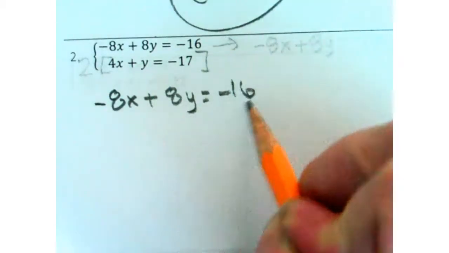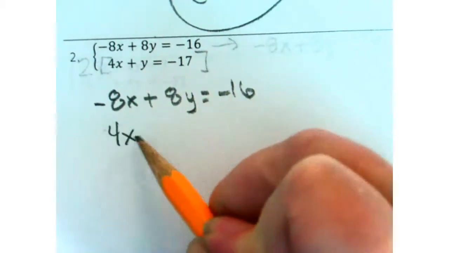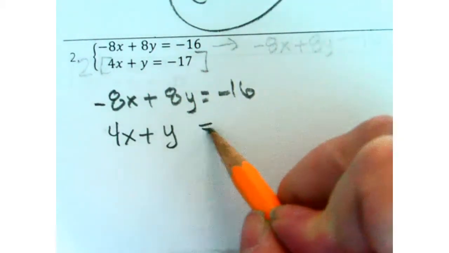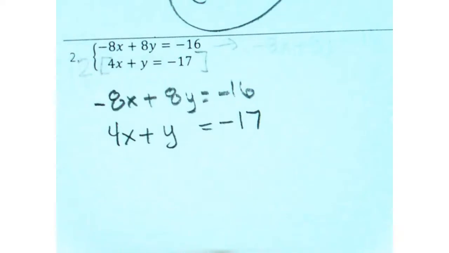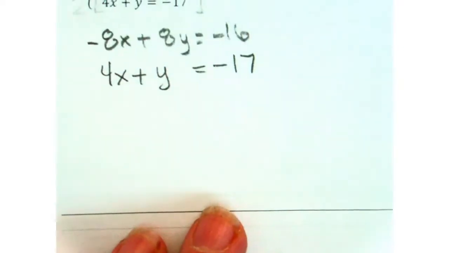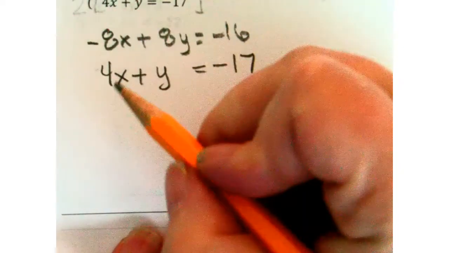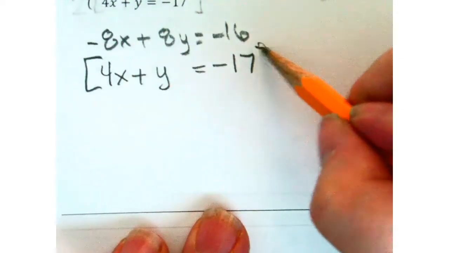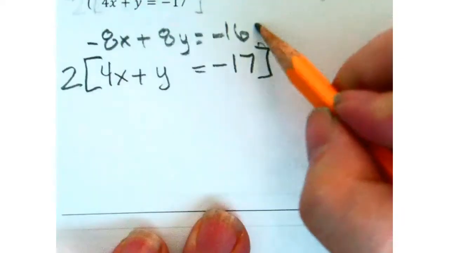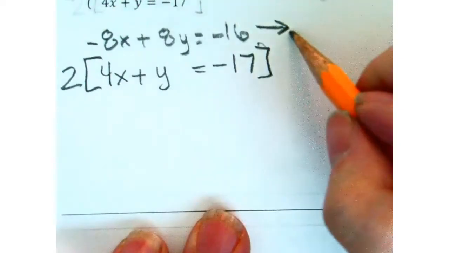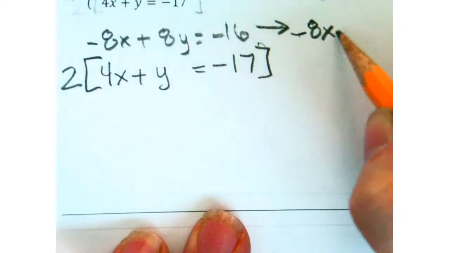To work, the method depends upon adding terms that are opposites. Look at this example. There are no opposite terms. We can fix this by using the multiplication property of equality. If I multiply everything in the second equation by 2, I can create opposite terms. I choose 2 because 2 times 4x will equal 8x, and 8x is the opposite of negative 8x.